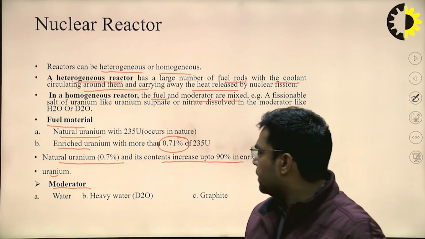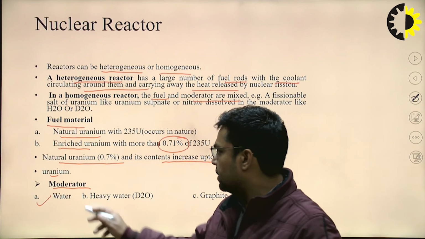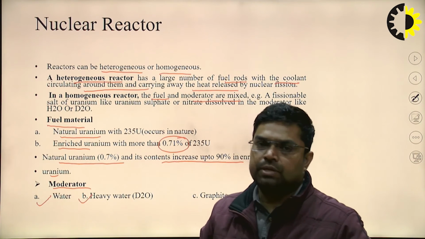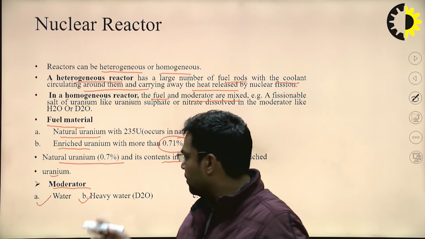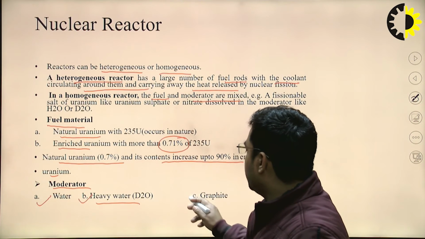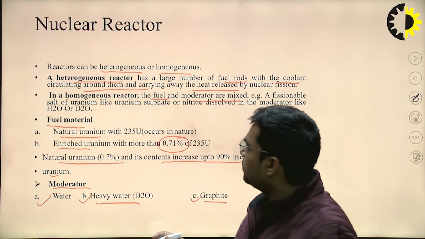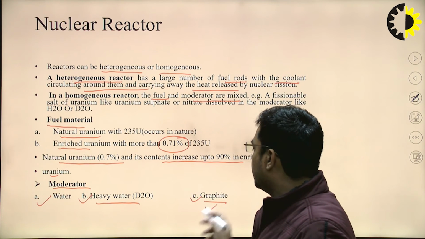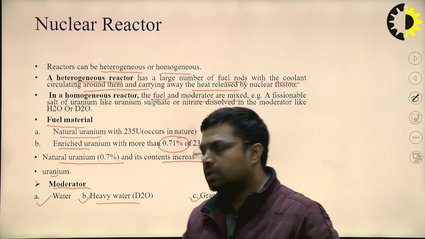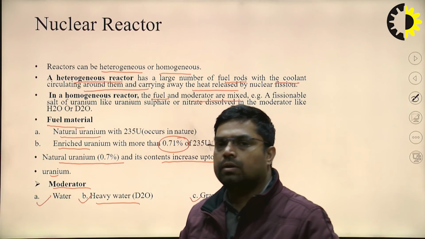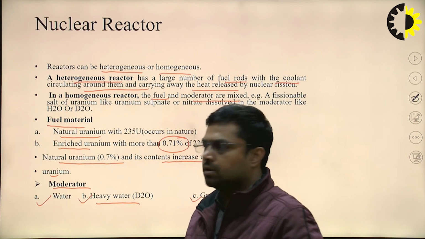Now come to the moderator. We generally use water, the normal natural water. Then we use heavy water, or we can use graphite as a moderator. The life of the nuclear reactor will be longer with graphite compared to normal water or heavy water, because they cause corrosion in the nuclear reactor. We will discuss it further in a later slide.